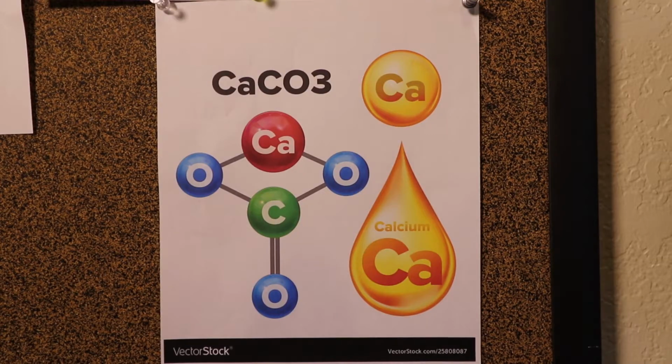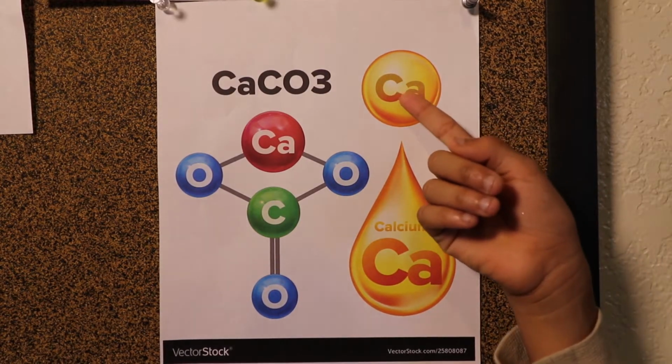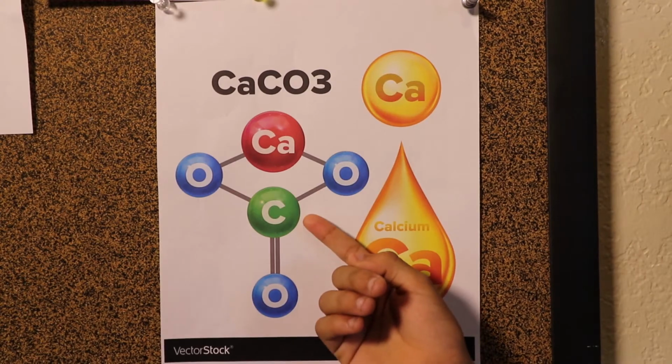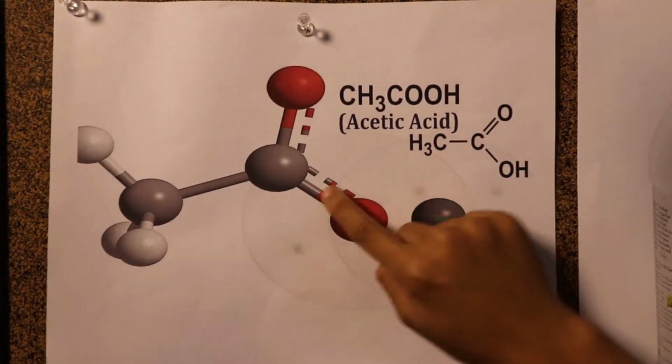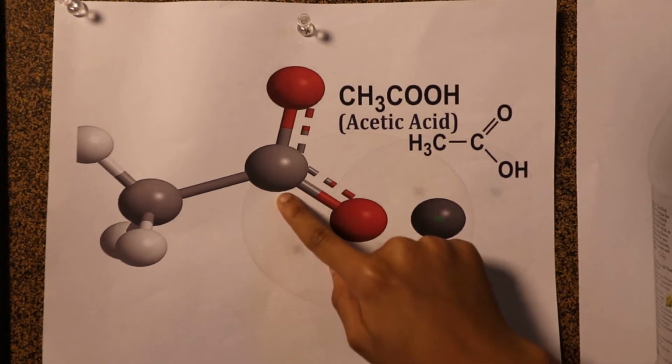The shell is made out of calcium carbonate. This is what the molecule looks like. Another name for vinegar is acetic acid. This is the acetic acid molecule. Now we're going to do the equation of the chemical reaction.